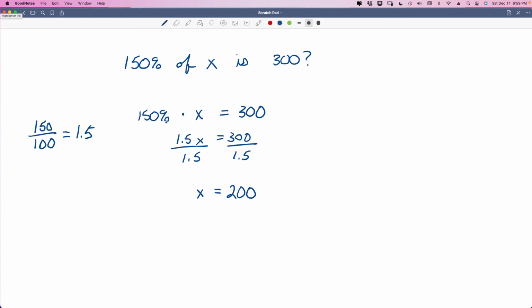So 150% of 200 is 300, which makes sense because 150% is 100% plus 50% more, right? So 50% of 200 is 100. So 200 plus 100 is 300. When you break it down, you can see it. So let's clear that and look at another problem.